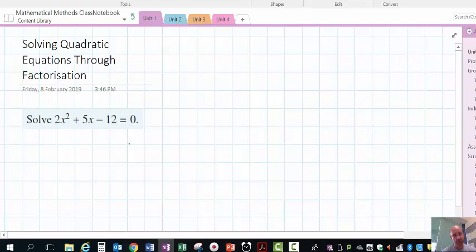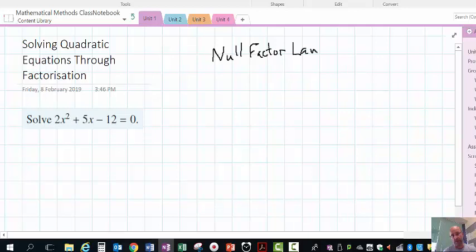So we have 2x squared plus 5x minus 12 equals 0. What we need to do before we get started on that is look at a thing called the null factor law, because that's going to be applied in the middle. Null factor law. And null means 0 or none, or refers to that anyway.